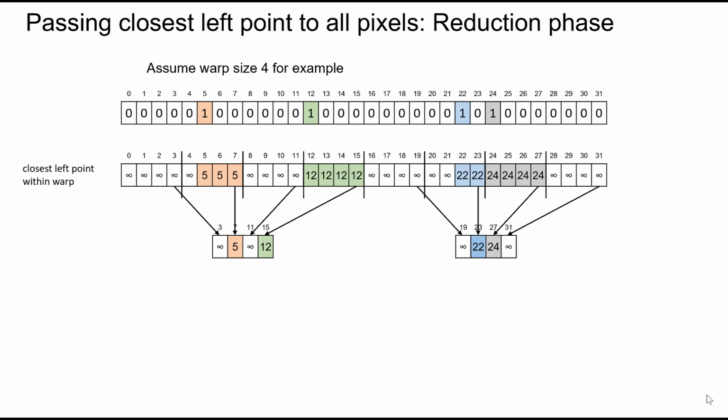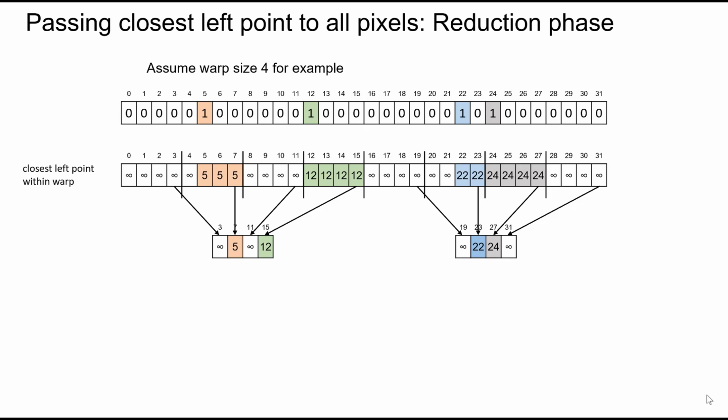In the reduction phase, we start with n over 32 warps. At each iteration, we reduce the number of active warps by a factor of 32. The height of the tree is therefore log to the base 32 of n, which is the time complexity of the algorithm. We use at most n warps. For this example, we assume a warp size of 4.